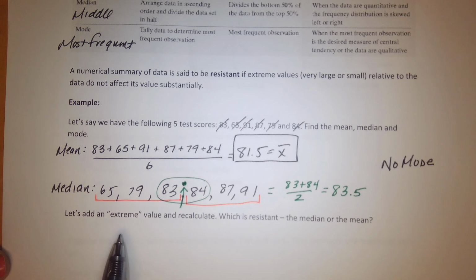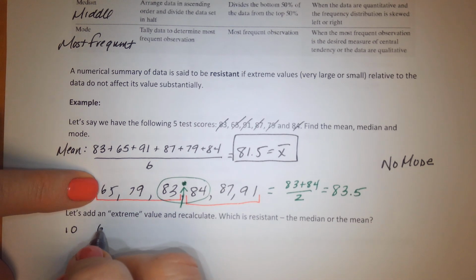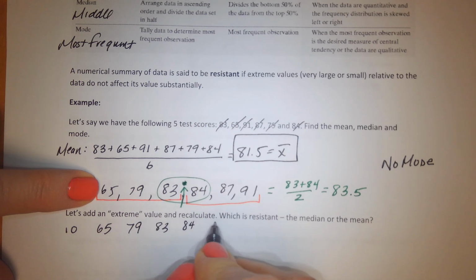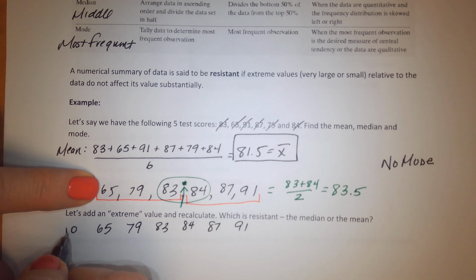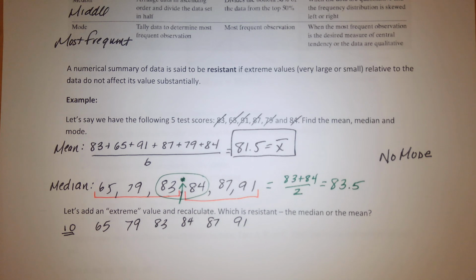Now, however, what if we add what's called an extreme value and then recalculate? For example, let's say I add the number 10 onto the very end here. Let me rewrite all of these scores: 65, 79, 83, 84, 87, and 91. So we're going to use this value as the extreme value, meaning it's much smaller or much bigger than the other values. So this extreme value, someone scored a 10 on their exam, is going to change the mean, median, and possibly mode. So let's see what happens.